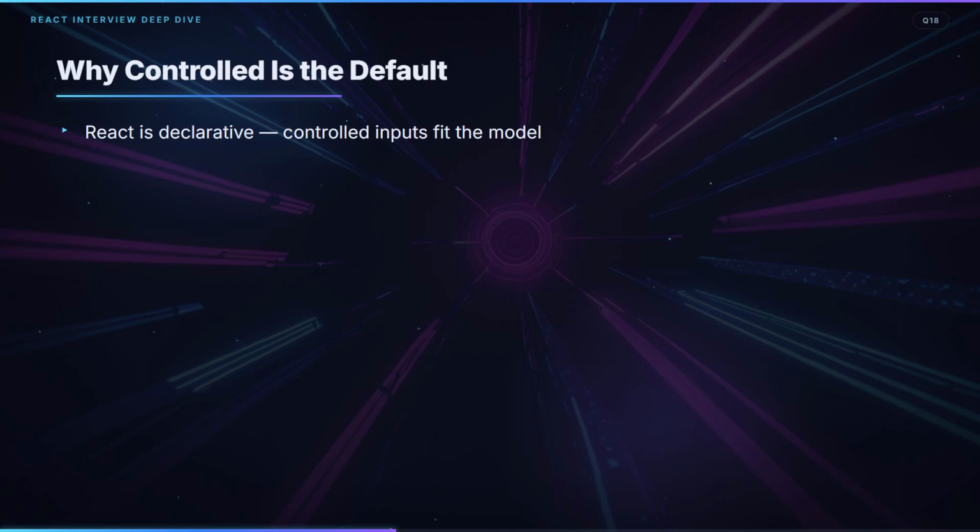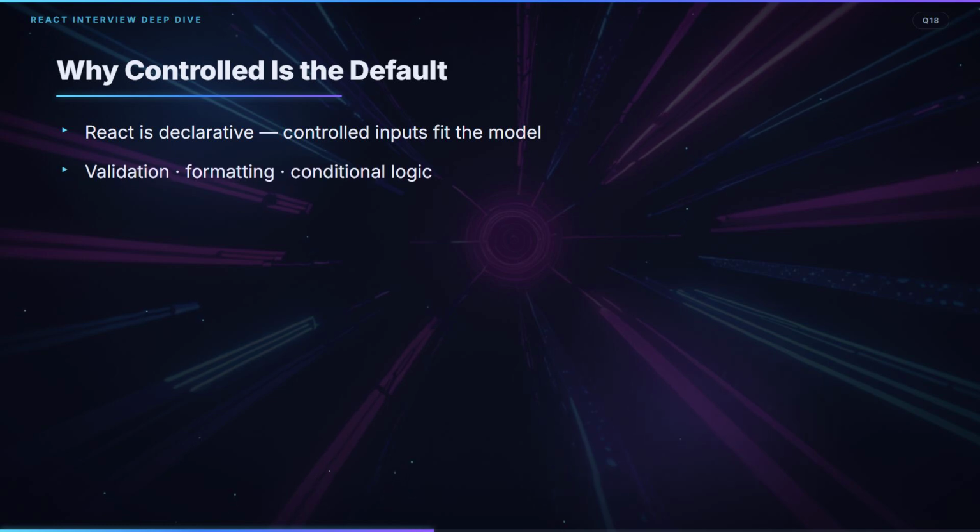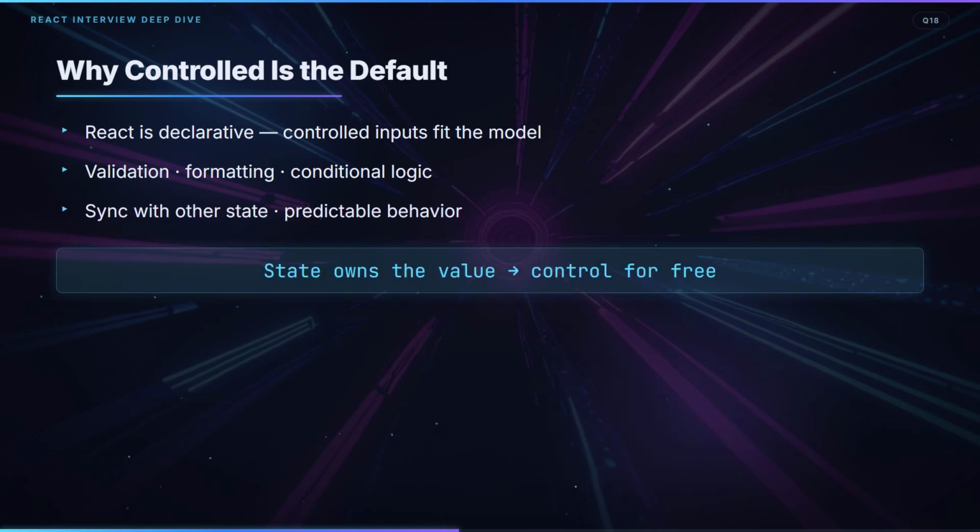Why is controlled the default? Because React is declarative, and controlled inputs fit that model naturally. When state owns the value, you get validation, formatting, conditional logic, synchronization with other state, and predictable behavior, all for free. That is why most forms should start controlled.